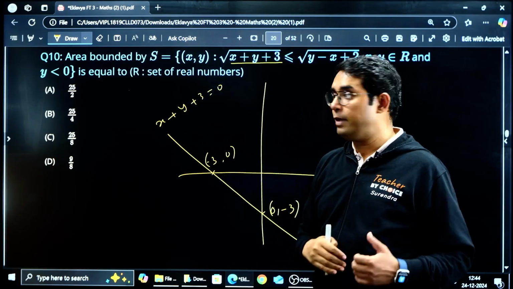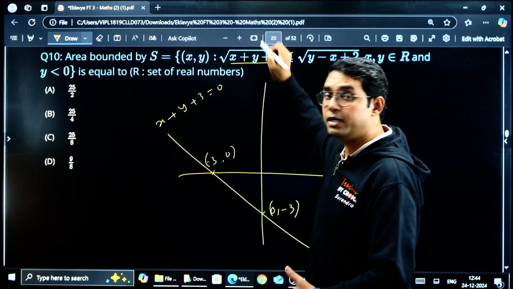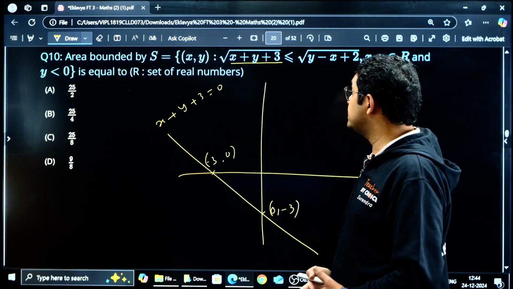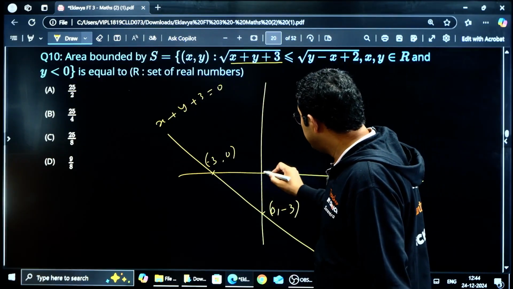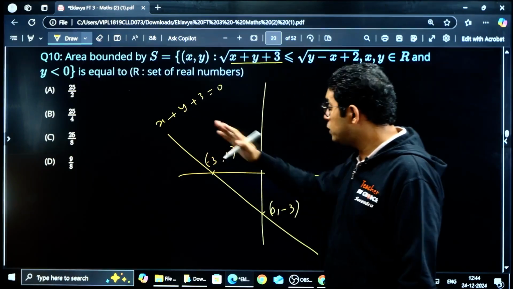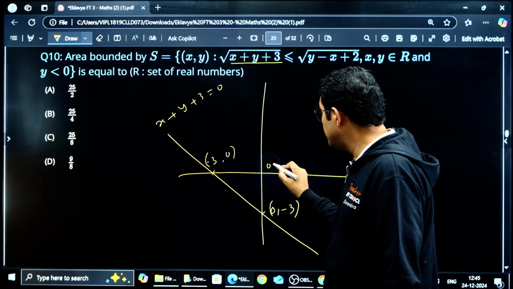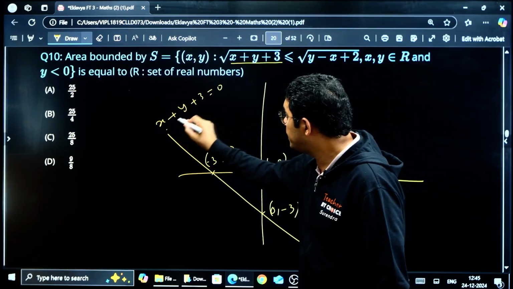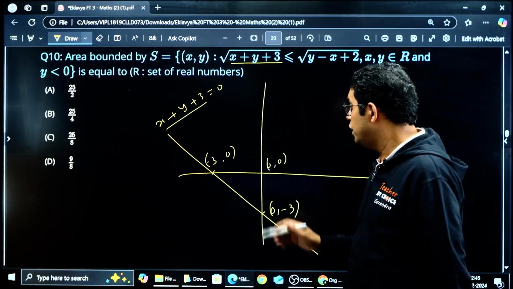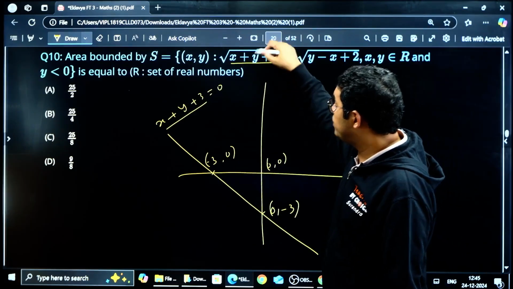But we want x plus y plus 3 greater than or equal to 0, because inside under root only positive or 0 quantities can be defined. So for this, I think the region about this line where origin is lying, you can check, because if I put origin in this expression, we are getting 3, that is positive. So this is the region where this expression would be positive.